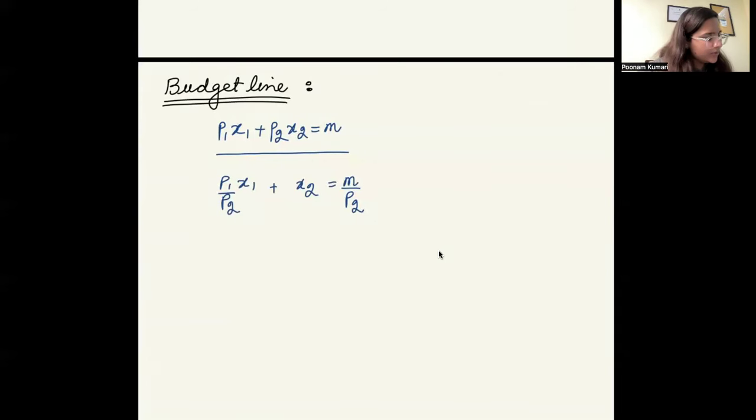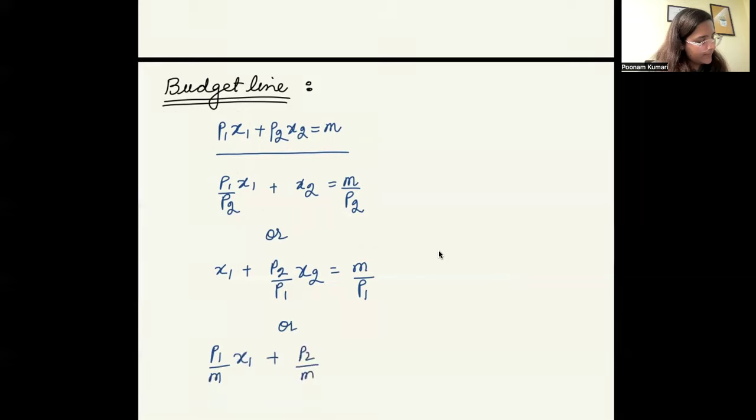Or it is also like this: x1 plus P2 by P1 x2 is equal to M by P1. Or this is exactly like P1 by M x1 plus P2 by M x2 is equal to 1. Can you see that all these equations are the same, right? Yes, ma'am.